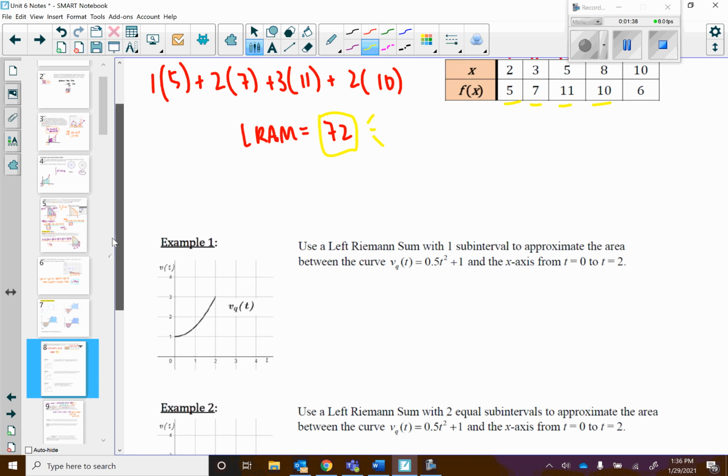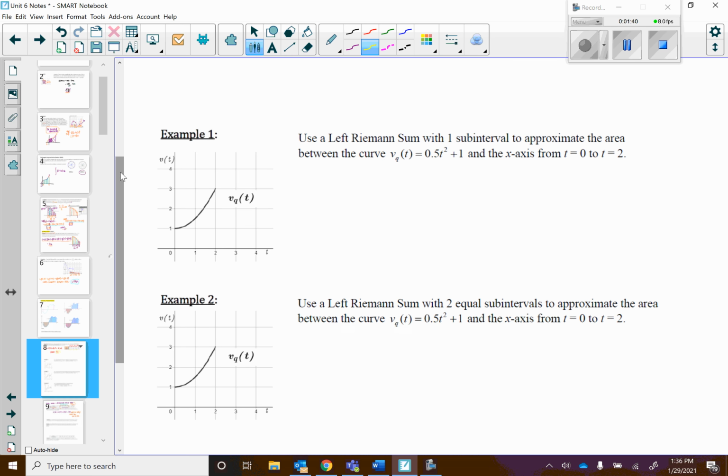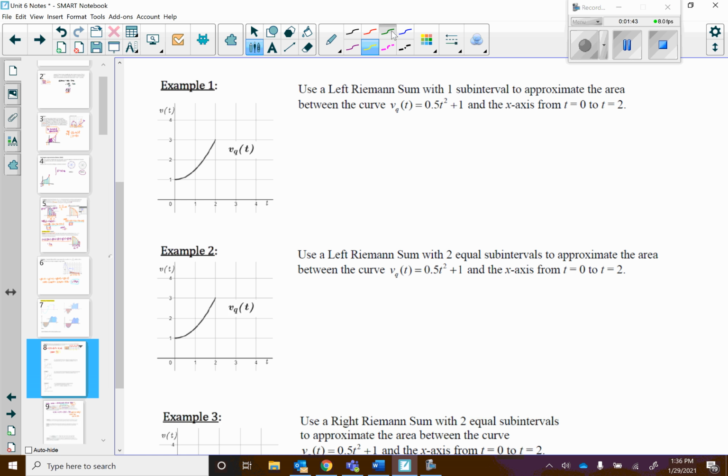Let's look at another one. Use a left Riemann sum with one subinterval to approximate the area between the curve and the x-axis from 0 to 2. They want us to do a left sum with one subinterval. So realistically, we're starting on the left side of the curve and we're making this rectangle right here. This is the area of interest. And even though it looks obviously to us that it's a super underestimate, that's okay. It's still correct. It's one subinterval.